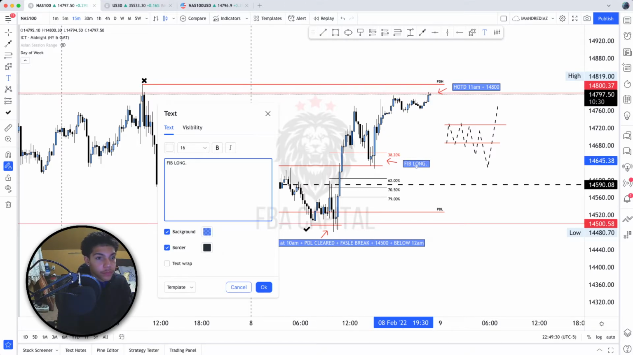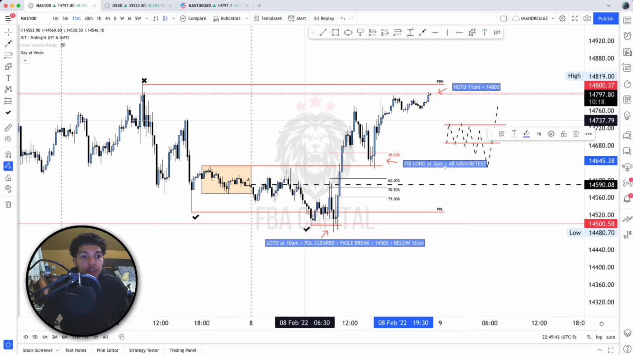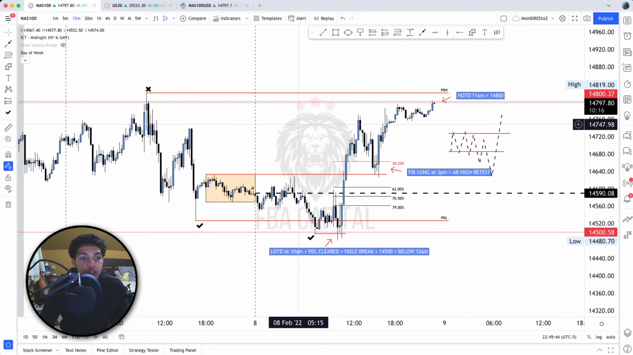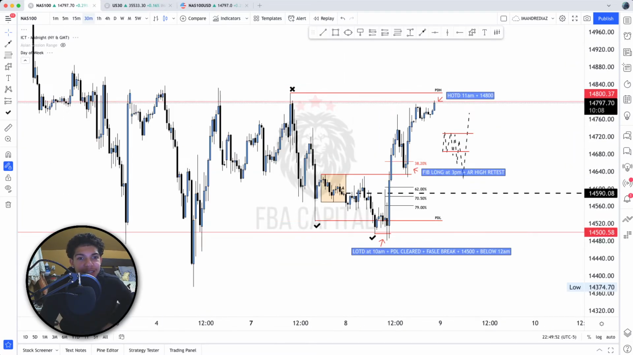Fib long at 3 p.m. plus Asian range high retest. So there were 3 confirmations for why you could have potentially looked to enter this trade. Why? We retested the Asian session range. Also, we came above and retested the 38.20% on the fib long.